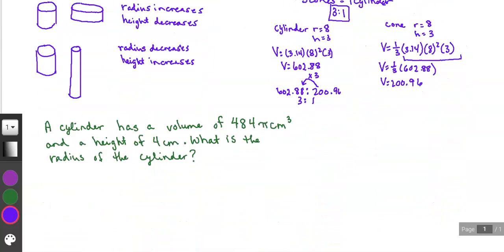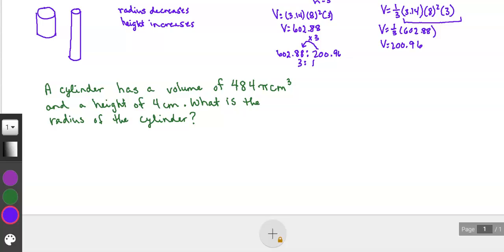All right, so the last one, which is kind of tricky, is that you have a cylinder that has a volume of 484 pi centimeters cubed and a height of 4 centimeters. They are asking you to find the radius of this cylinder. Now remember, the cylinder formula is V equals pi r squared h. And we are going to substitute in what we know. It says we have a volume of 484 pi. Now remember, pi is a number, so I'm going to bring it down with it.